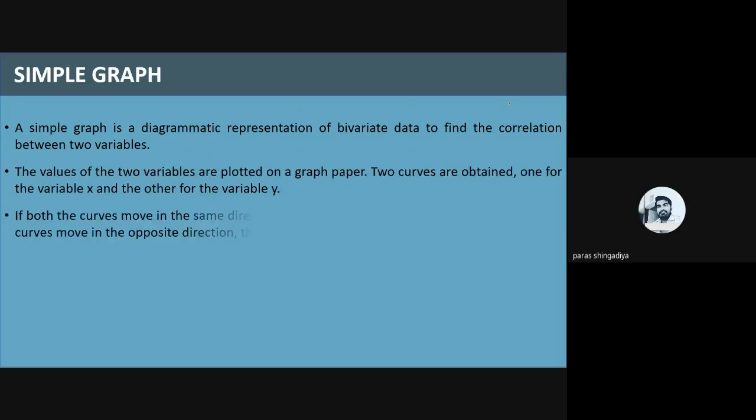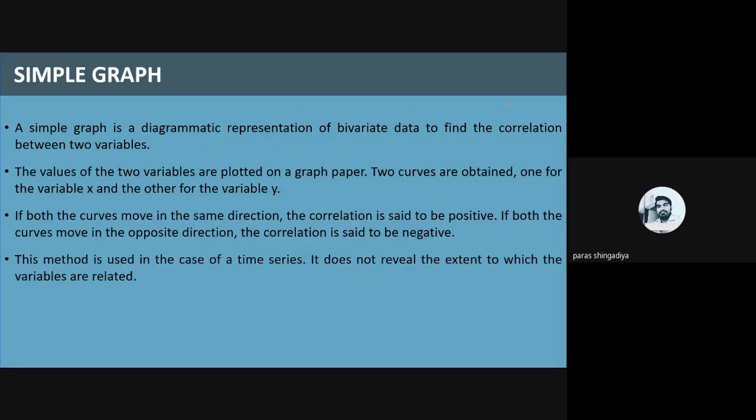And then after we had discussed the simple graph. In simple graph, it is a diagrammatic representation of bivariate data to find the correlation between the two variables. And here we consider the values of x and y, and we plot these values of x and y on the graph. We derive the curve of x and similarly the curve of y. And then we observe their direction. If they have the same direction, then it is called positive correlation. And if it is in opposite direction, then it is called negative correlation. This method is used in the case of time series.